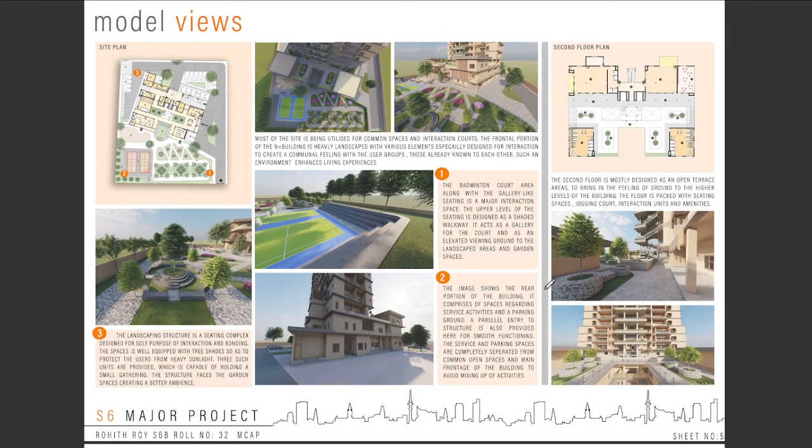Here are some model views regarding the previously discussed floor plans. The first image shows the badminton court and the seating area. The top portion of the seating area is lined with trees and can be used as a walking and recreation area. The second image shows the rear portion of the site equipped with various services. The third image shows the interactive seating complex provided in the site. It is well shaded and suitable for small gatherings and recreations. We can observe the terrace area created in the second floor in these images.